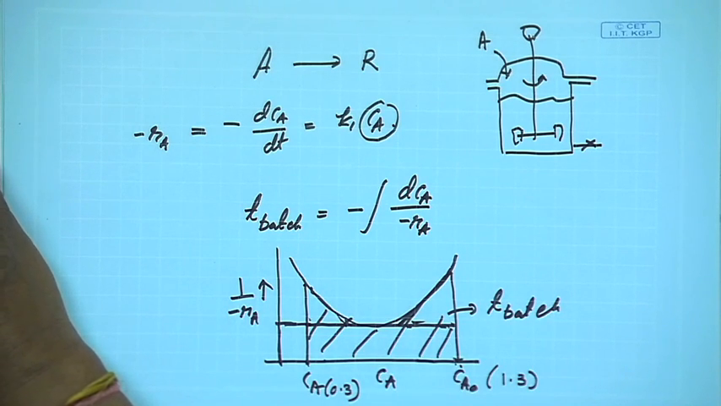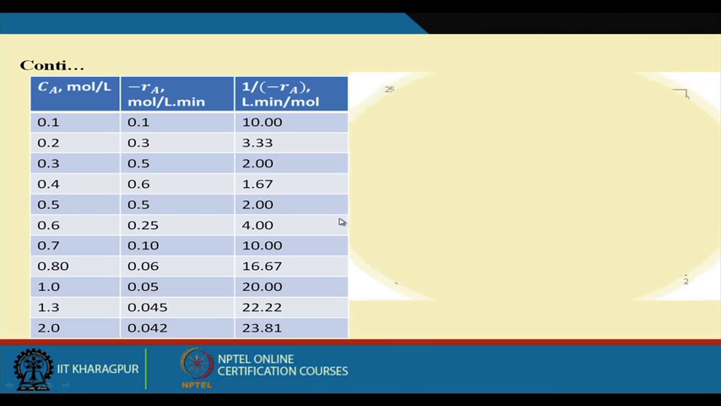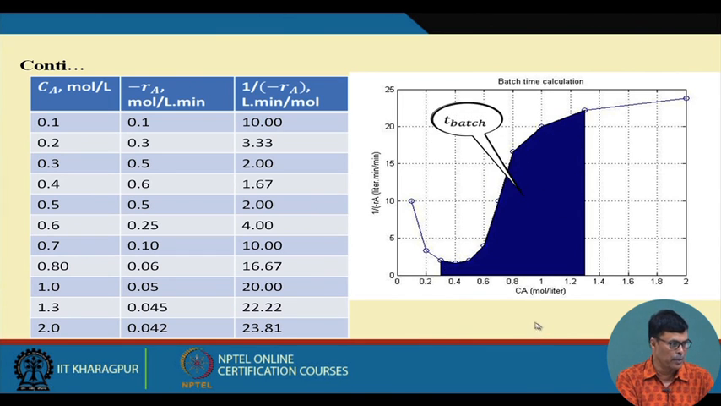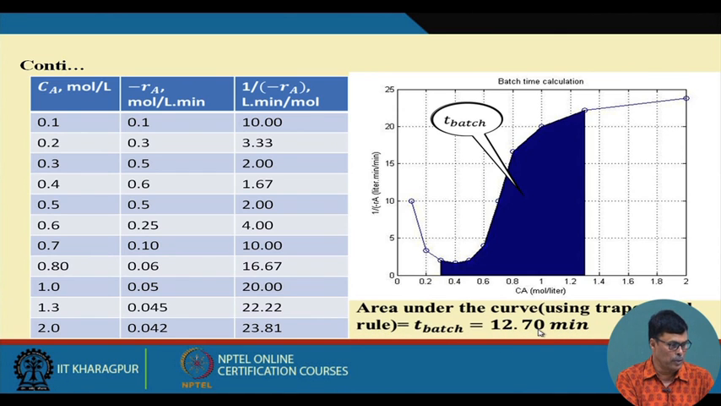Now we have calculated 1 by minus Ra and plotted it here. This is the nature of the plot, and you see that this is 1.3 and this is 0.3. The area under this curve we shall have to find out, and if you calculate it, it comes around 12.7 minutes. So you can do it by yourself and find out how it can be calculated.